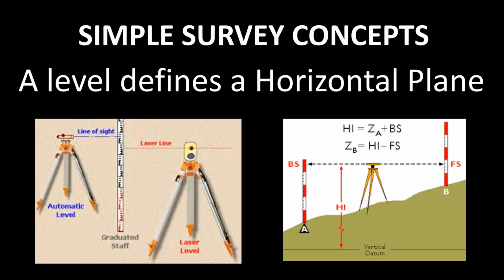If we gave it a value of, say, 0, and it was a high point, any points below that would be negative. And dealing with negatives can be very difficult, and we get lots of problems. So a level defines a horizontal plane. That's all it does. No more, no less.